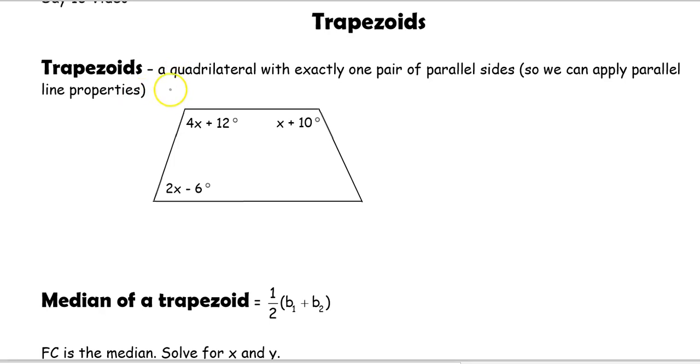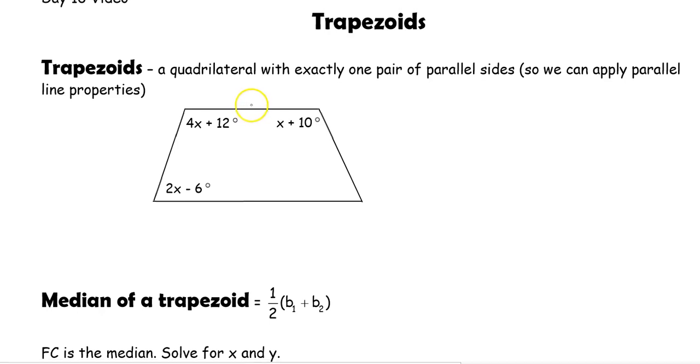A trapezoid is a quadrilateral with exactly one pair of parallel sides. So when I look at the trapezoid we have here, we have that the top is parallel to the bottom. So although we don't have two sets of parallel lines, we still have one, so we can still apply the parallel line properties to that. So if the top is parallel to the bottom, I can choose the transversal on the left, or I can choose the transversal on the right.